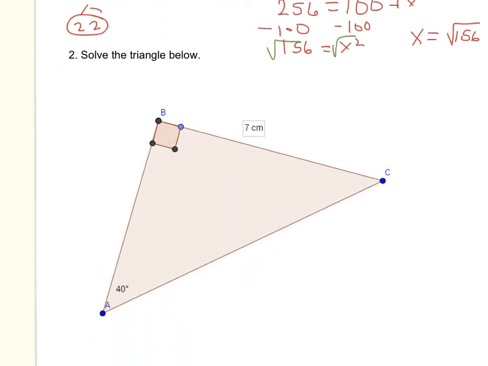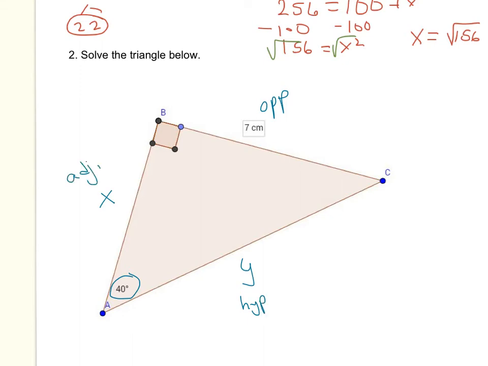Alright, problem 2 here, we're trying to solve the triangle below. And what we see here, we have an angle of 40 degrees here in the corner. We have this 7, which is the opposite side of 40. And we really want to find all the sides and all the angles. So I want to find this side and this side. Now y is the hypotenuse and x is the adjacent.